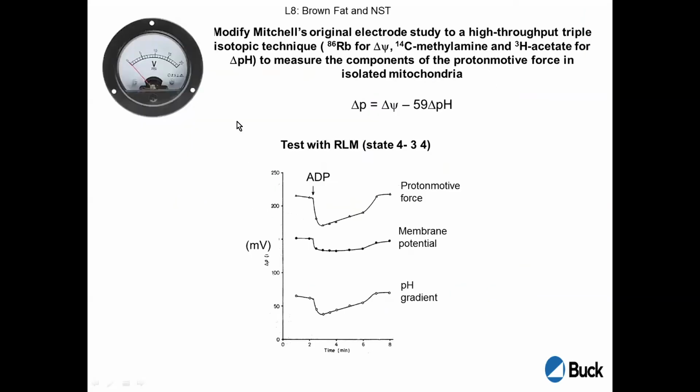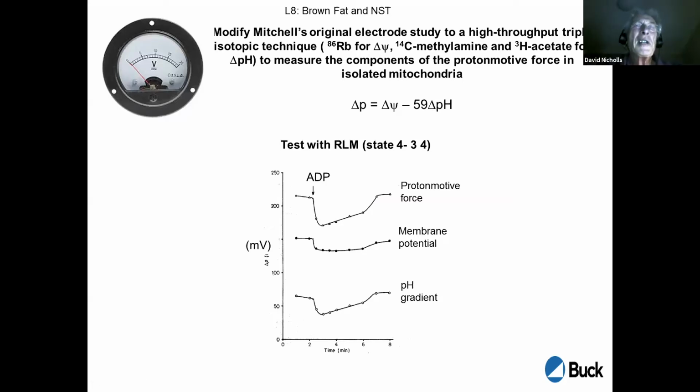And Mitchell had a wonderful technique, which he published at the end of the 60s, using potassium and pH electrodes, and came to the conclusion that mitochondria in state 4 could maintain a little bit over 200 millivolts of proton motive force. It was extremely difficult to reproduce these experiments. They were very well done, but they were very time consuming.